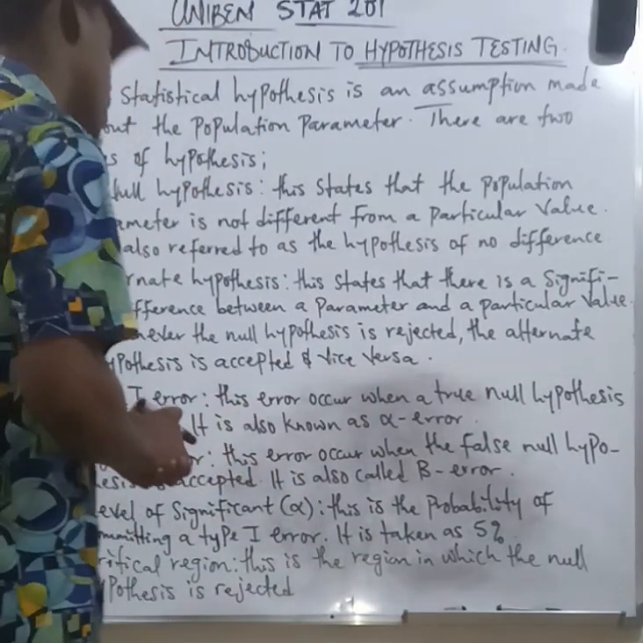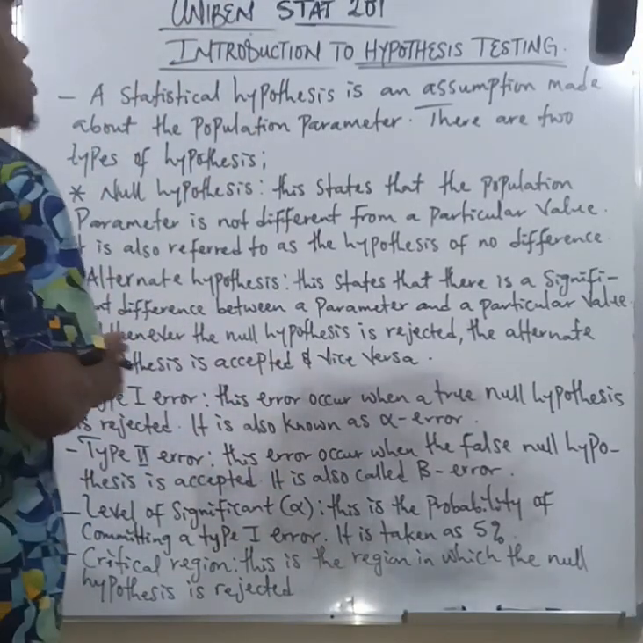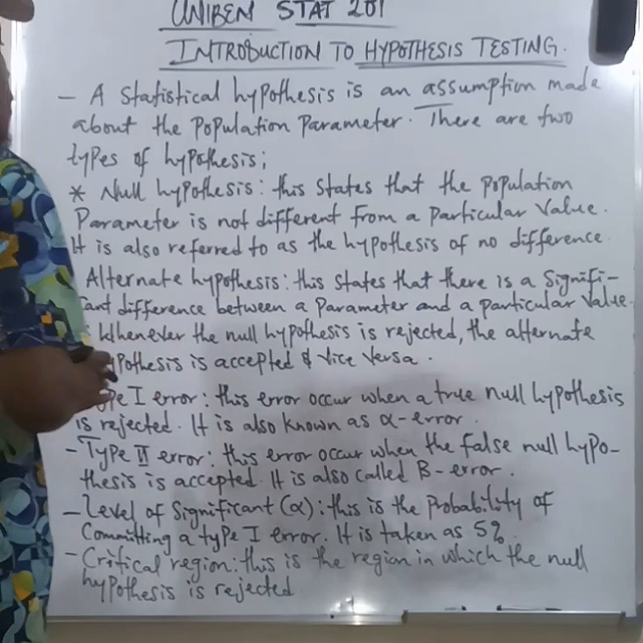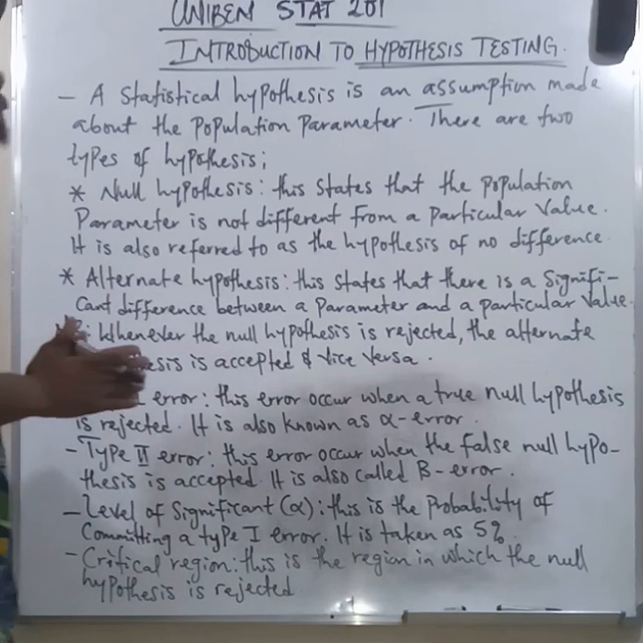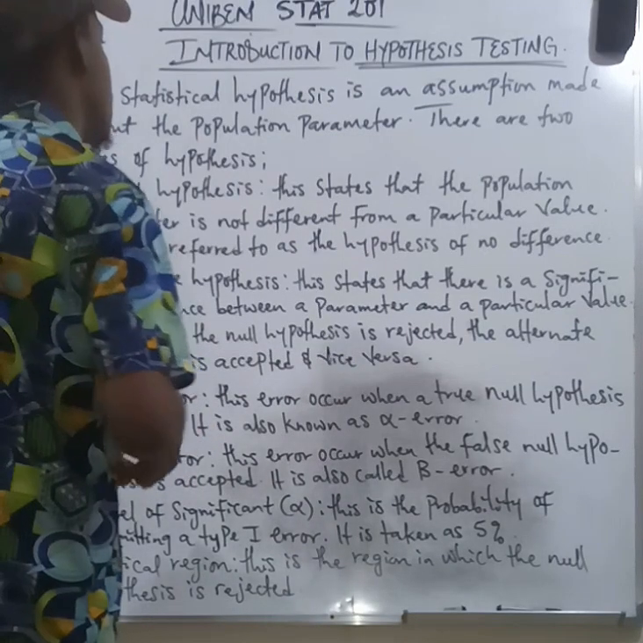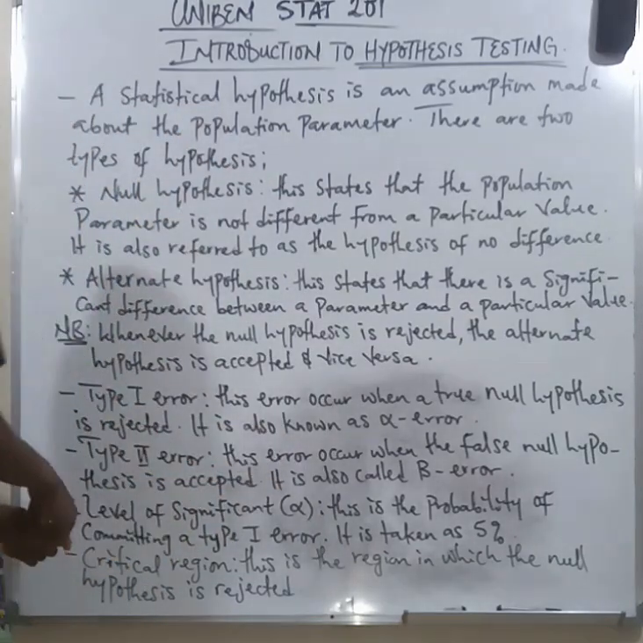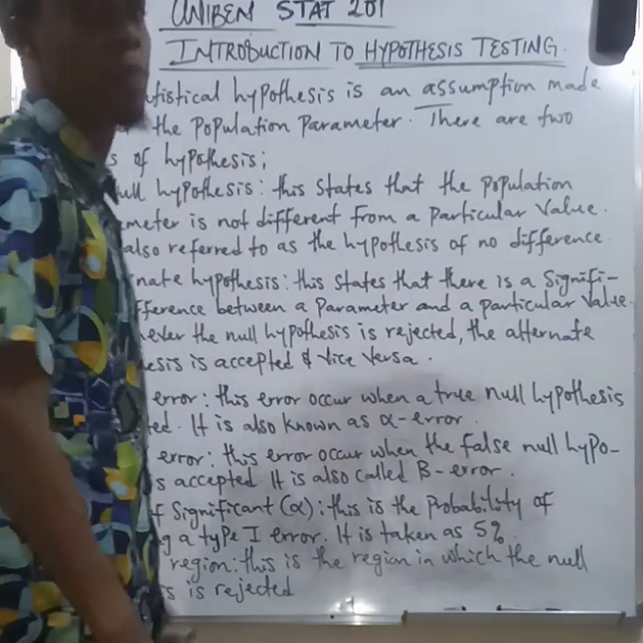Now, let's go. For the first one, hypothesis testing can be defined as you trying to analyze an assumption made about the population parameter. That is hypothesis testing. So a statistical hypothesis is an assumption made about the population parameter.